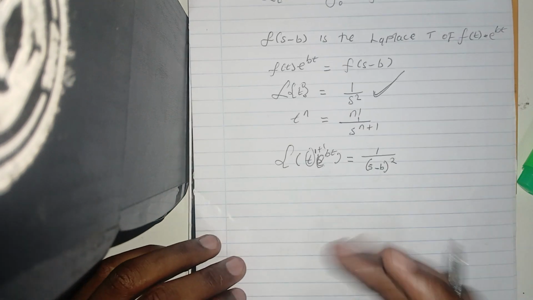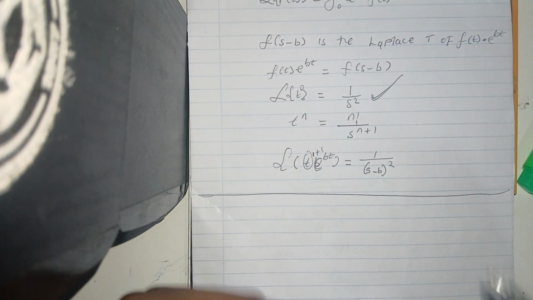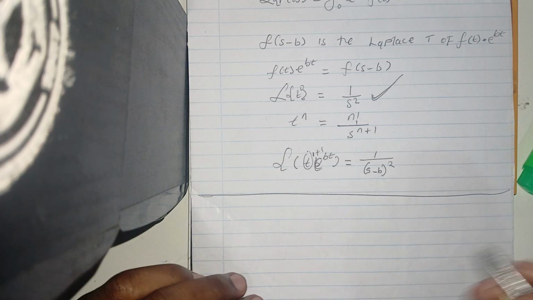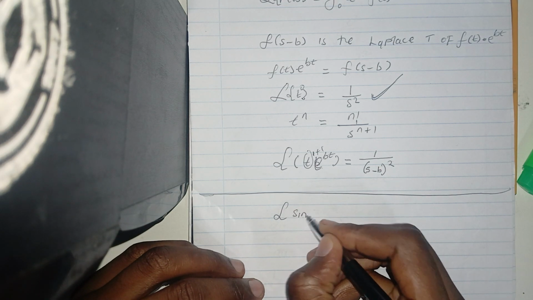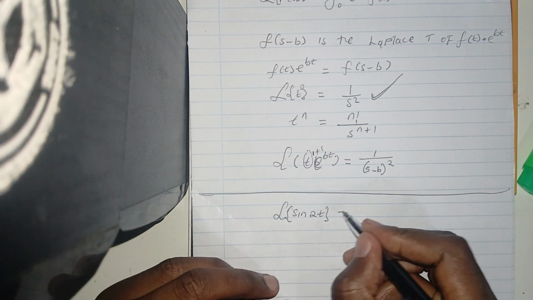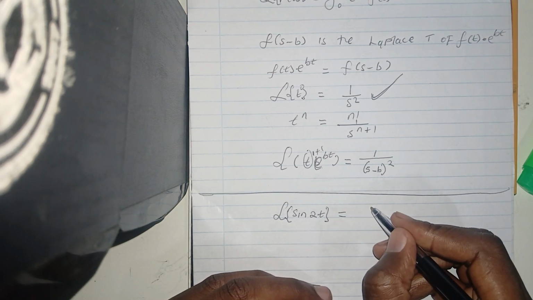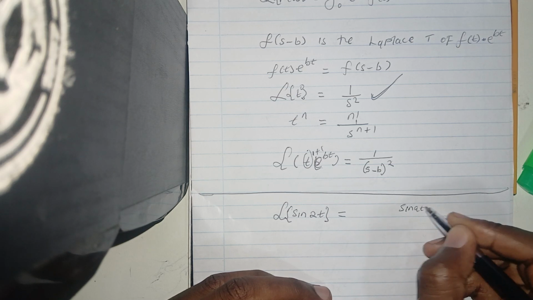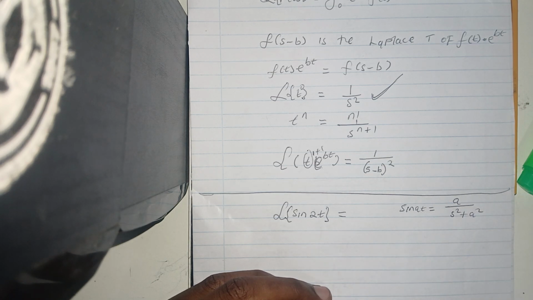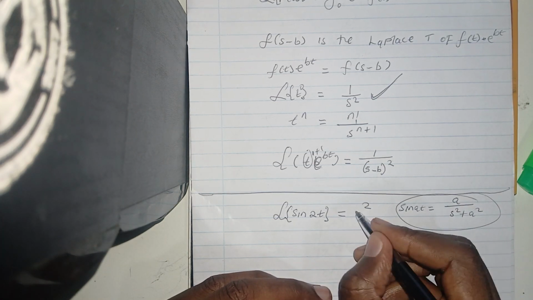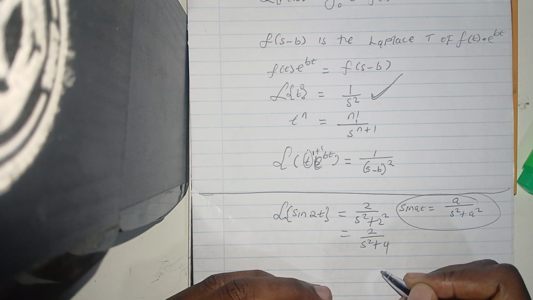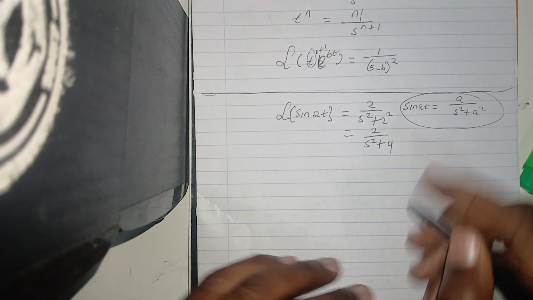Let's do another example. First, I will do the Laplace of that particular question and also do the shifting. If I am to do the Laplace transform of sine 2t, as we know that sine at is equal to a divided by s squared plus a squared. Here a is 2, so it's 2 over s squared plus 2 to the power 2, so it's 2 over s squared plus 4. That's how we solve it.